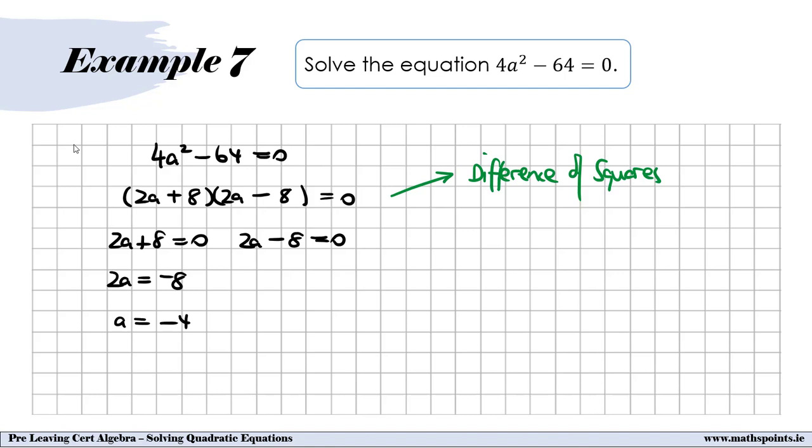On the right hand side here, 2a minus 8 equals 0, I'm going to add an 8 to both sides, so I get 2a equals 8, and then divide both sides by 2 to give me a equals 4. And so my two solutions are plus 4 and minus 4.